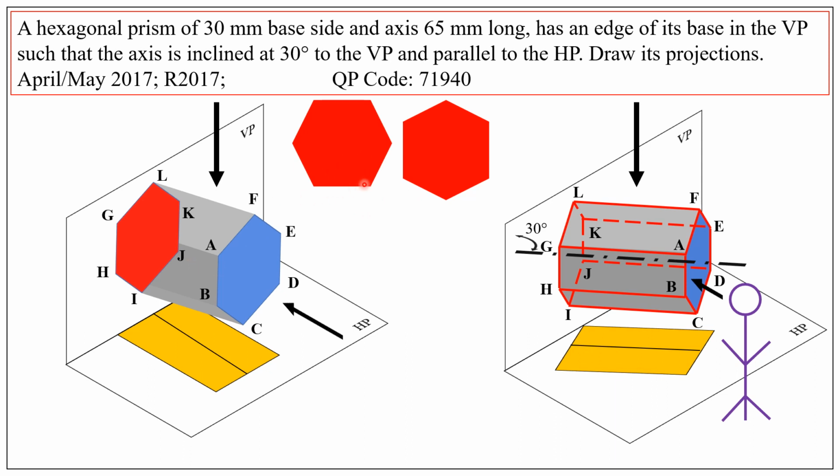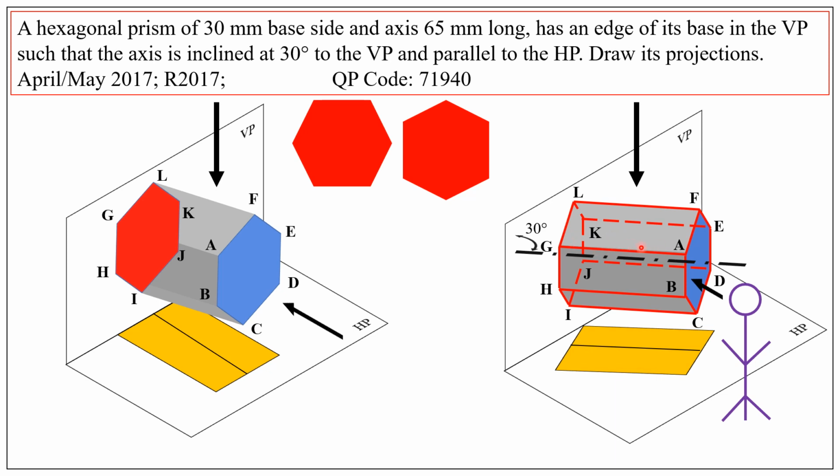Because in the problem statement it is given the solid is resting on VP with one of its base edges, therefore we draw like this. After obtaining the corresponding front view and the top view, we are going to change the position of the solid to this one.